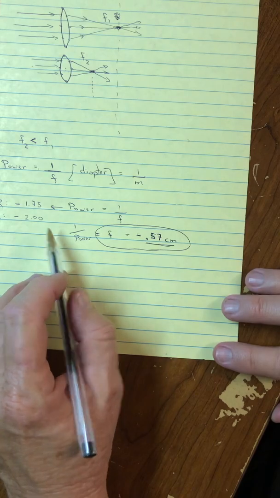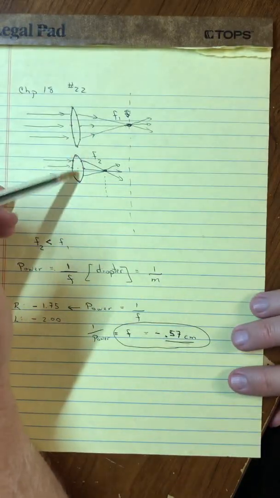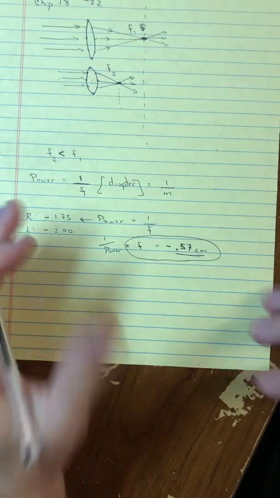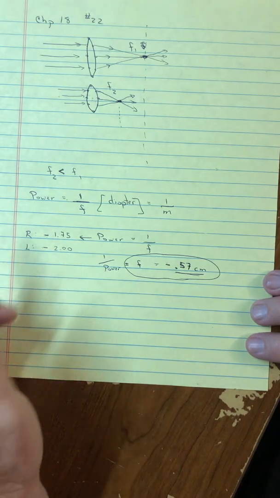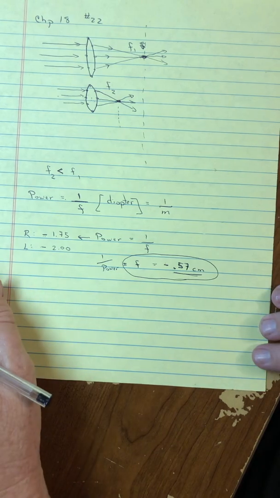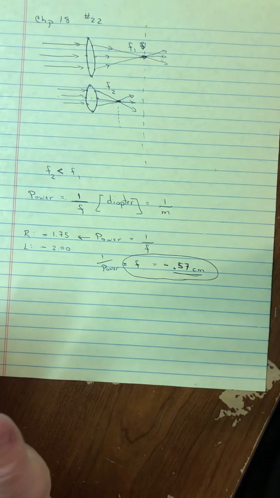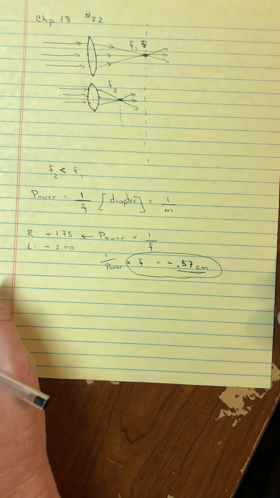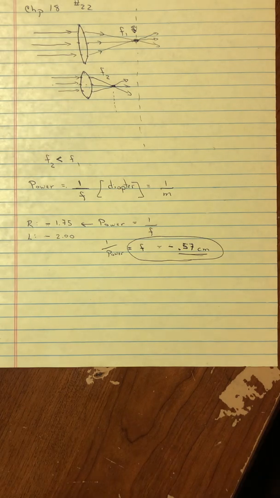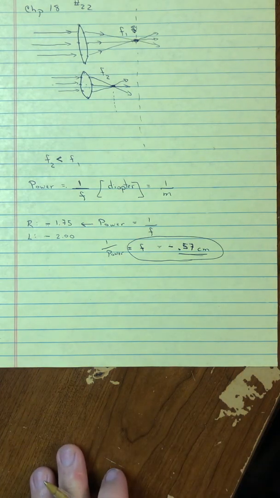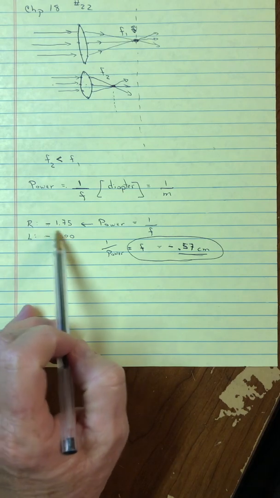Now the negative is there for the diverging lens. If you needed a lens shaped like this, which is for farsighted, you would have a positive out in front. Most people are nearsighted and need a diverging lens, and so most people have a negative in front of their prescription. But you could have farsightedness.